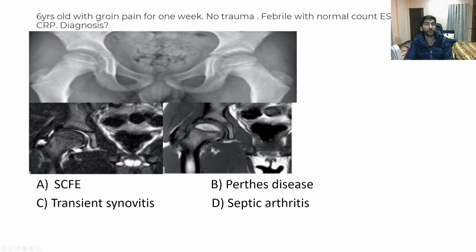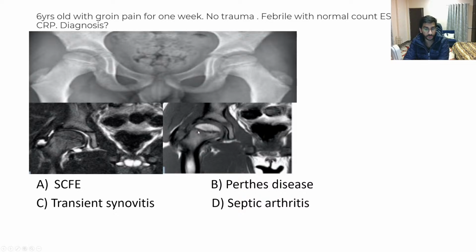The next question was: a 6-year-old with groin pain for 1 week, no trauma, febrile, with normal count, ESR and CRP. Diagnosis? Here you see the X-ray pelvic image, and the T2 and T1 weighted images. The epiphysis is normal on the X-ray and also on the MR, so Perthes is ruled out. Slipped capital femoral epiphysis is actually a Salter-Harris type 1 injury, where there is a fracture line through the growth plate, and the femoral head slips superiorly and laterally.